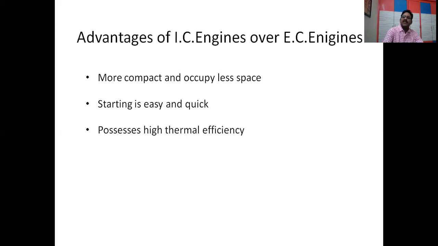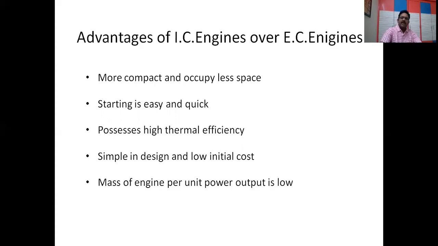The thermal efficiency of an IC engine is very high when compared to the external combustion engine, because there will be a lot of wastage there. Most of the heat which is produced outside the engine will be rejected to the atmosphere. Here also rejection will be there, but the amount of heat rejected will be less when compared to external combustion. Thereby we get higher thermal efficiency, simple design and low initial cost, and the mass of the engine per unit power output is low.